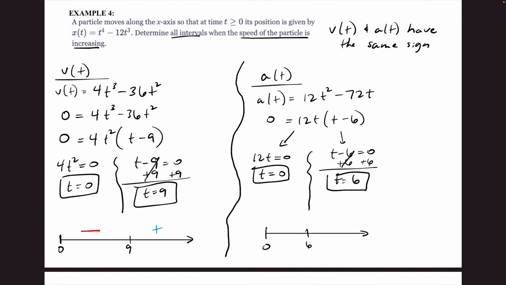So now we got to figure out signs. In between 0 and 6, 1, 2, 3, any of those numbers. So if I pick 1, 12 times 1 is 12. 1 minus 6 is negative 5. So negative 5 times 12 is a negative number.